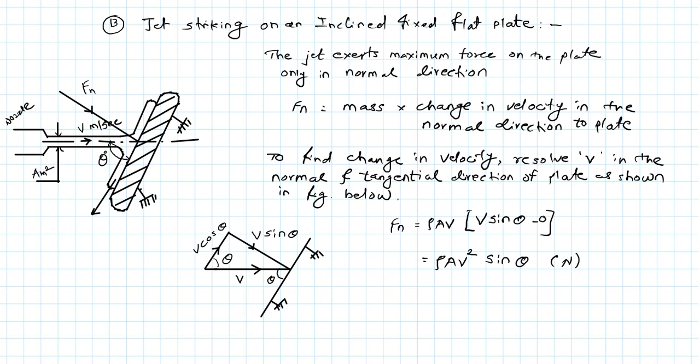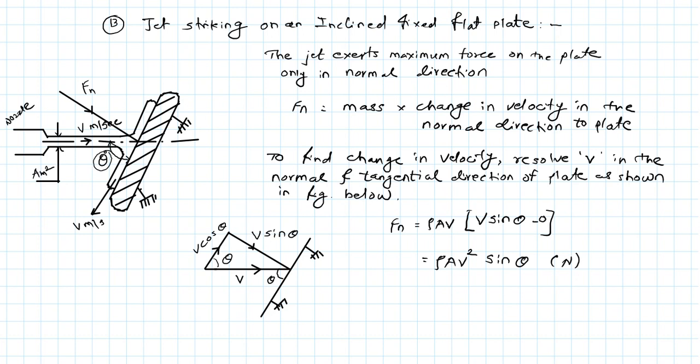Jet striking on an inclined fixed plate. Let's consider one inclined plate which is fixed. The jet is coming through a nozzle and strikes on the plate and moves with a velocity v meter per second, at an angle theta. So the jet strikes the inclined plate at an angle theta.